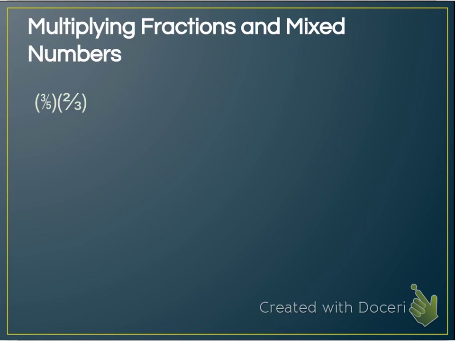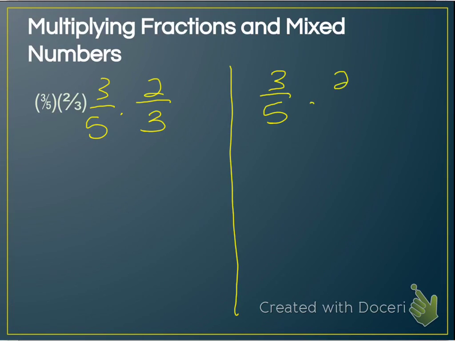So let's look at how to actually solve this multiplication problem of 3/5 times 2/3. There's actually two ways. I'm going to rewrite the problem so I can show you how you can solve this in two ways. So when I'm going to multiply, I am always going to multiply across. So it's going to be numerator times numerator, denominator times denominator.